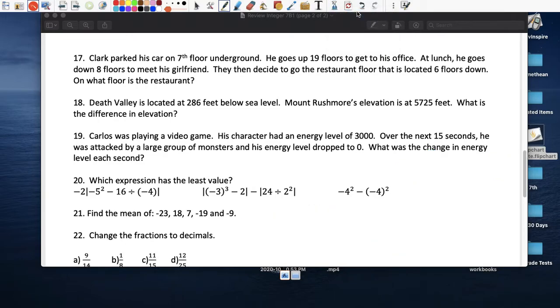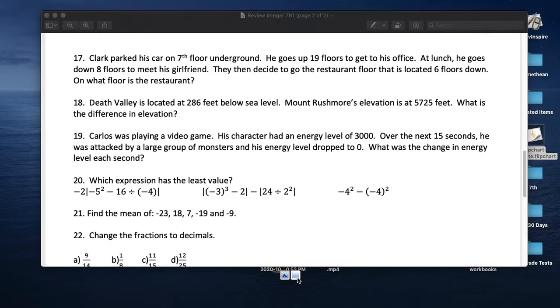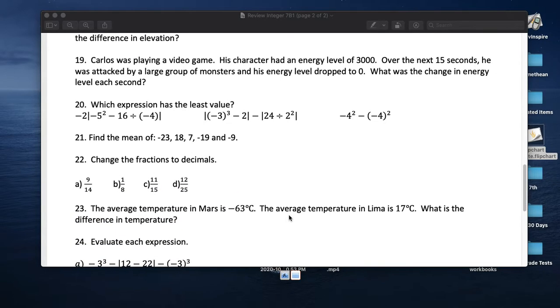Finding the mean is finding the average. So the first thing you need to do is add them up. Where is it?